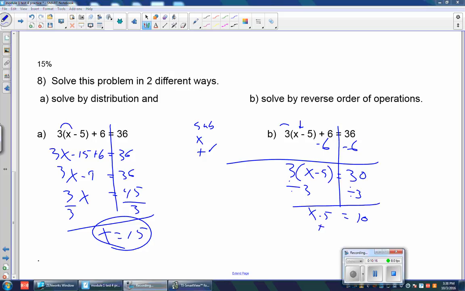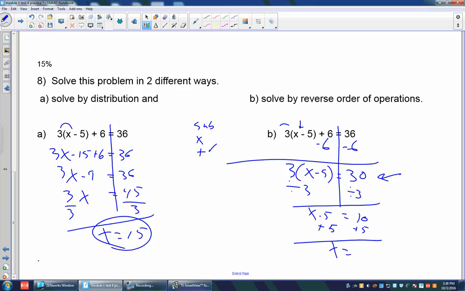Hang on. There we go. I just made a mistake. When I subtracted 6, I didn't write down 30. I wrote down 36 right there. So now I add 5, and I have x equals 15. On both sides, x is the same number.